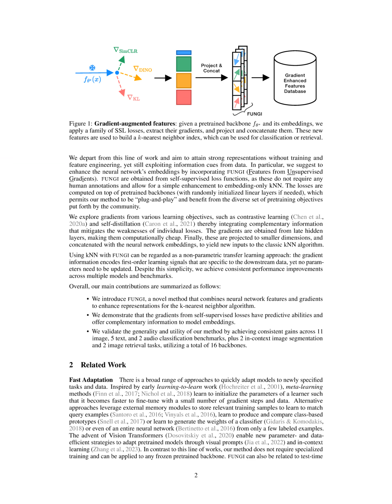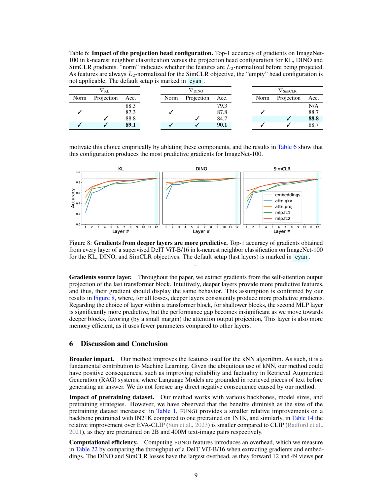The considerations and findings regarding the choice of layer for extracting gradients in the FUNGI method are based on the predictive features provided by different layers of the neural network. The paper extracts gradients from the self-attention output projection of the last transformer block. Deeper layers are chosen because they are expected to provide more predictive features. The results confirm this assumption, showing that deeper layers consistently produce more predictive gradients across all losses.